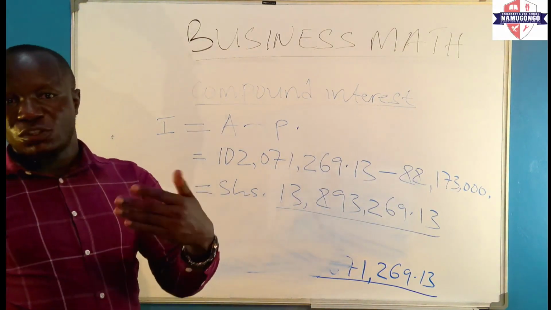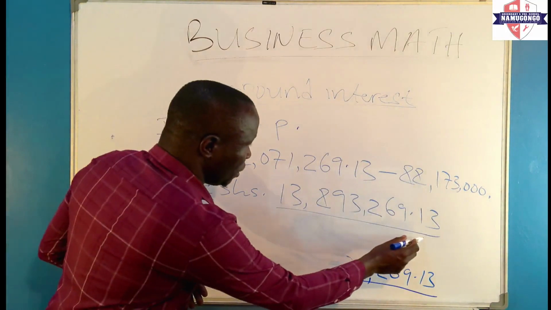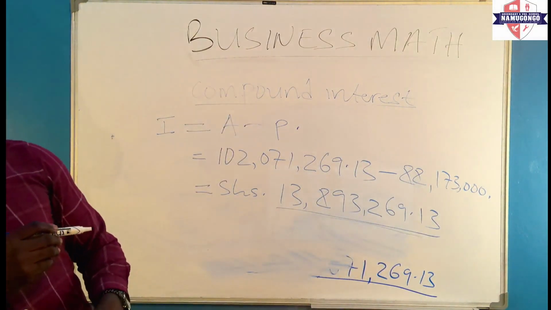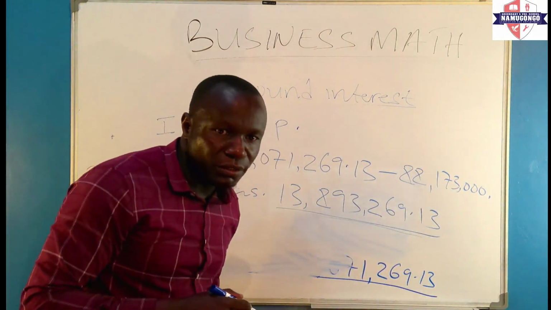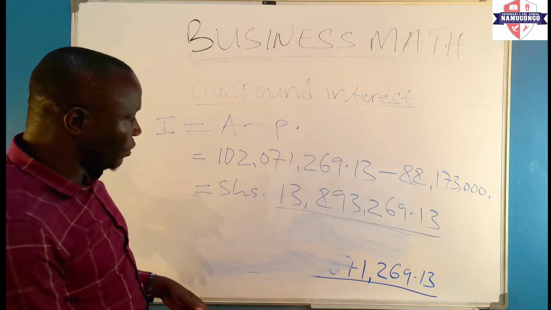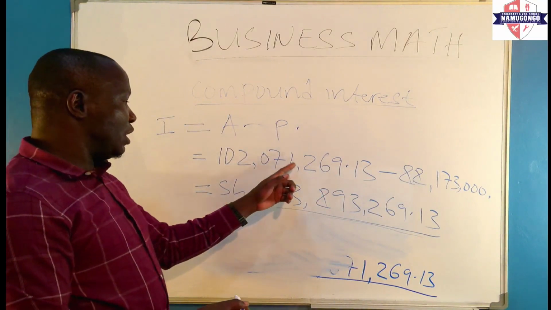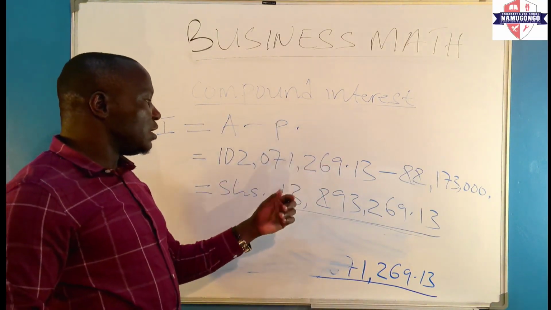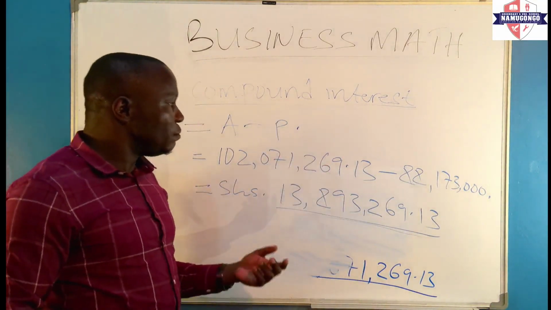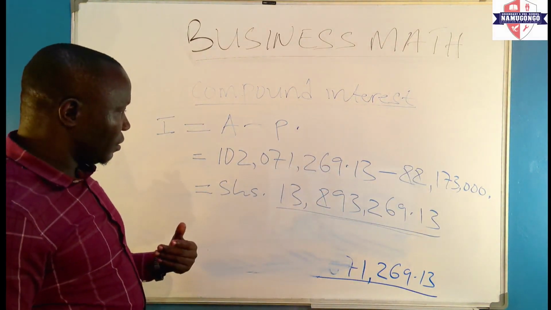Because the question wanted us to find the compound interest, which is this, and amount on principal. So the amount is that value that we got first, the 102,071,269.13. That is the amount.